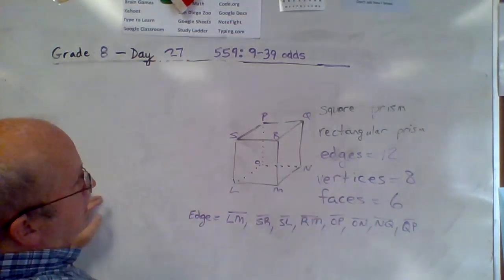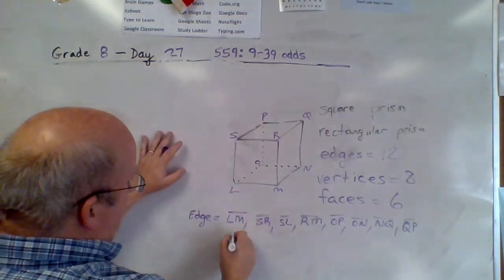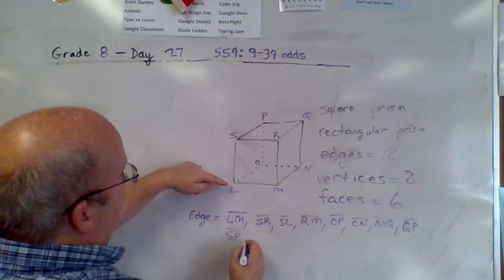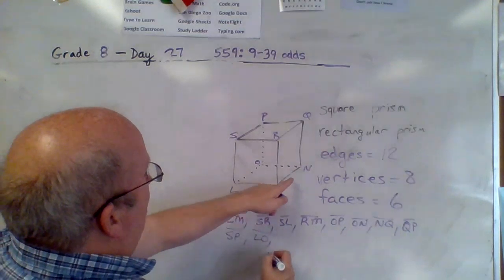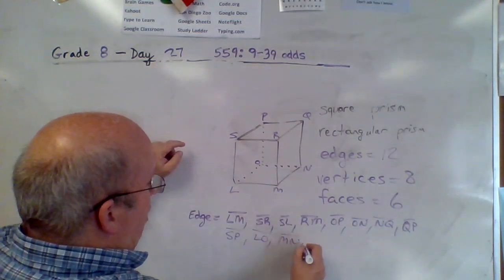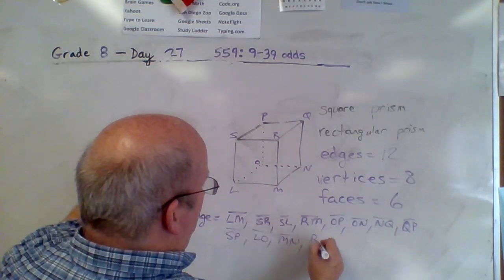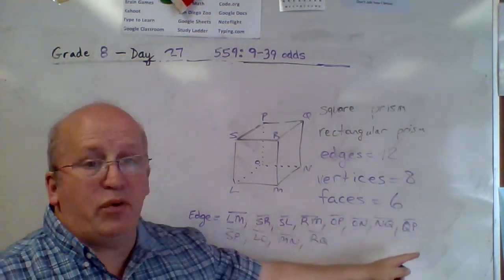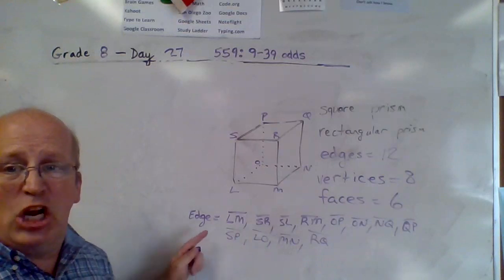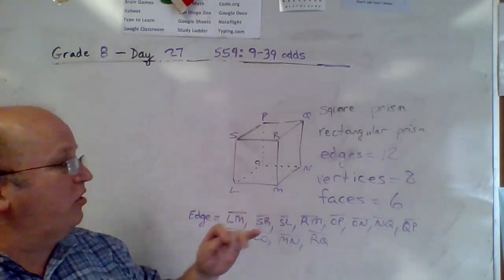I need 4 more. How about the side ones? SP? How about LO? How about MN? And finally, how about RQ? Line segments. We've got 12 different line segments listed here. These are the edges of this particular shape.